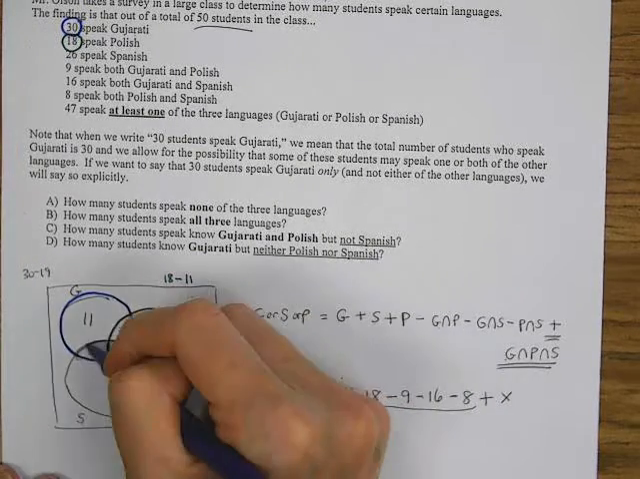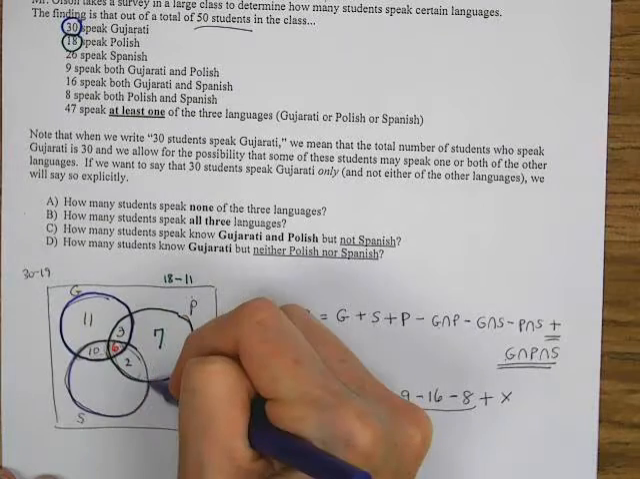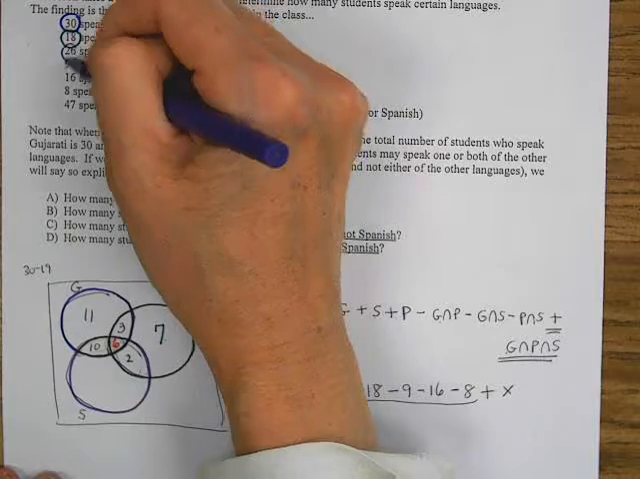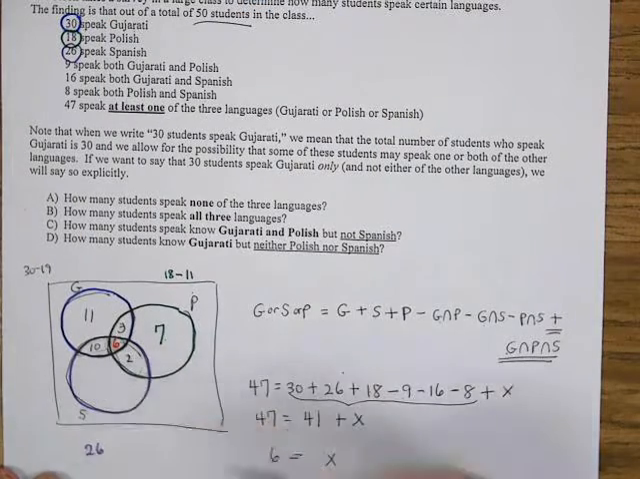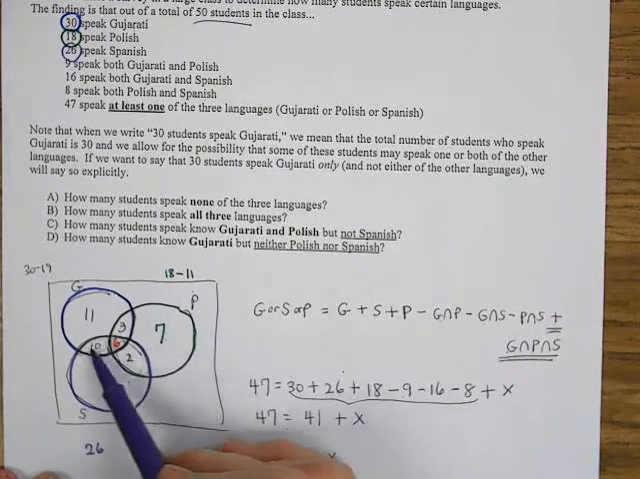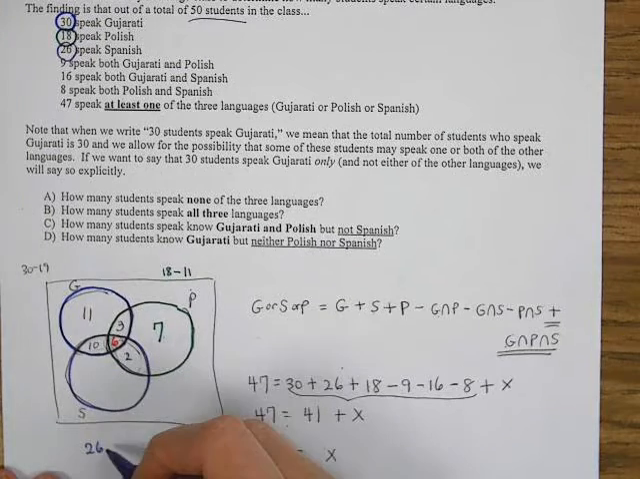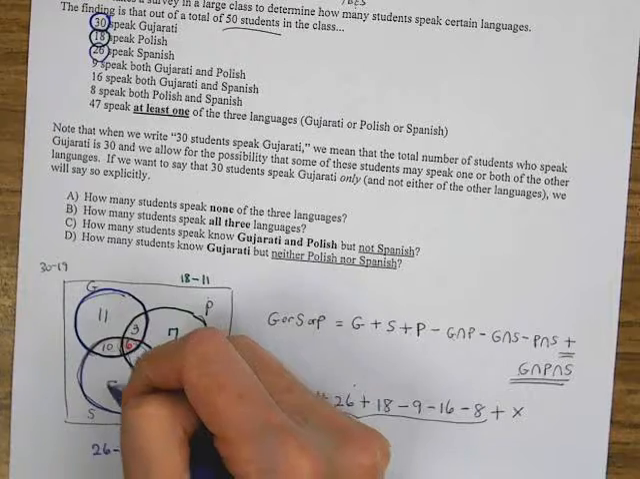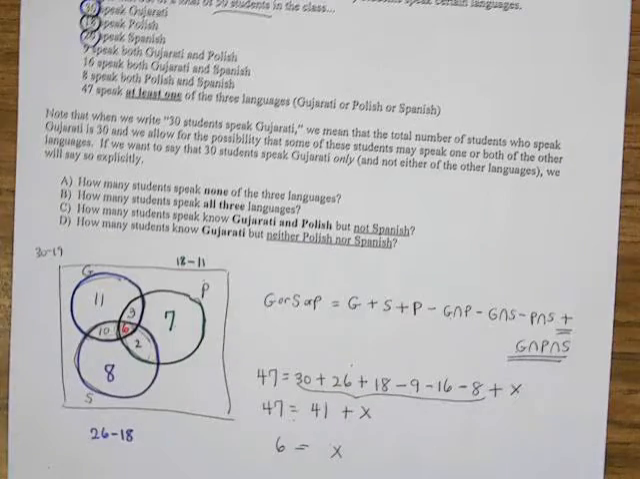All right, now this one, this purple one, represents all the Spanish speakers. The Spanish speakers are 26. All right, but I've already placed some of them. 10 plus 6 plus 2 is 18. So if I remove those 18, that means I only have 8 left who just speak Spanish.